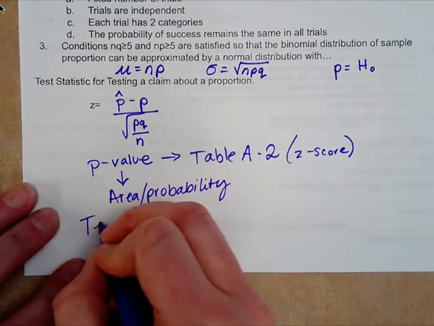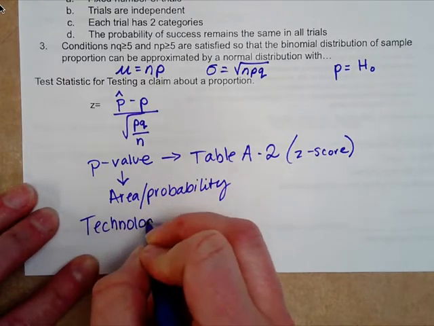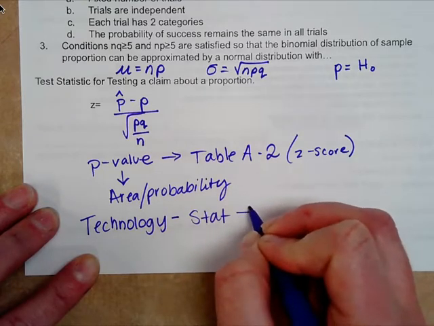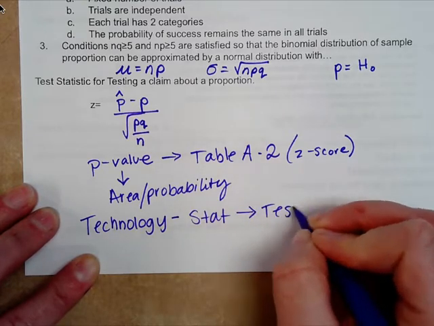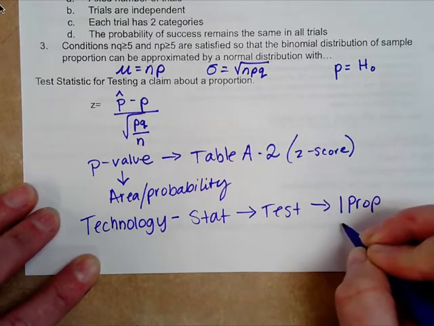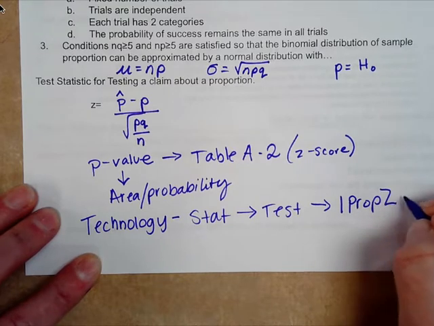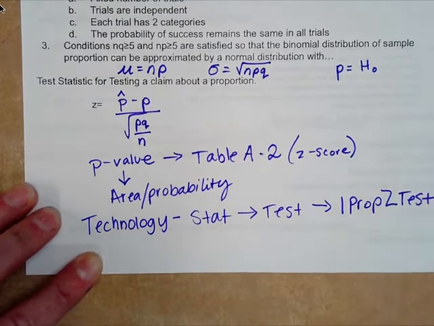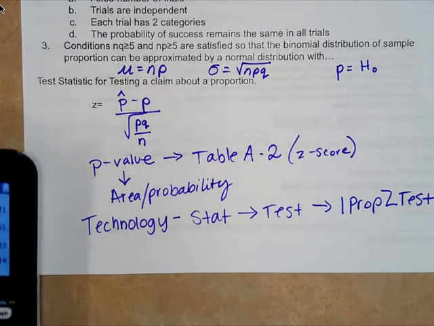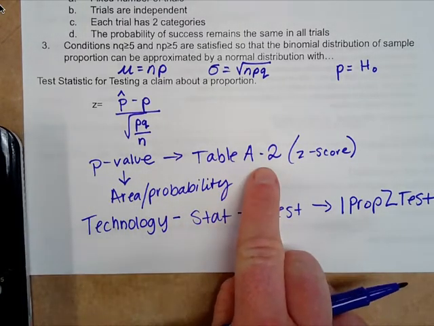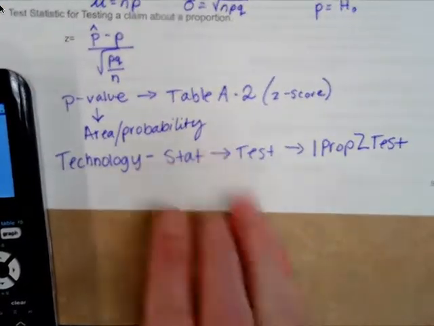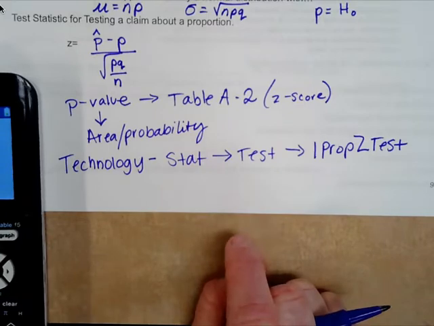We can also use technology, though. You can go to Stat, Test, one proportion z-test. So you can do it either way, using the table, looking for that z-score, coming up with your probability, the p-value, or using the technology.